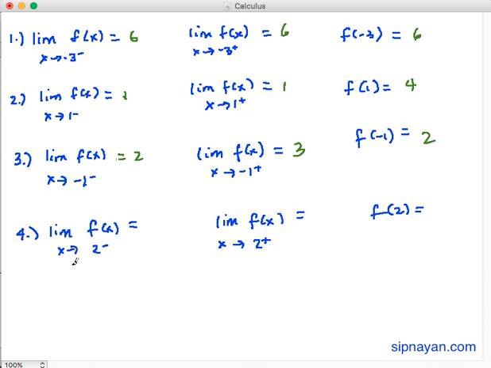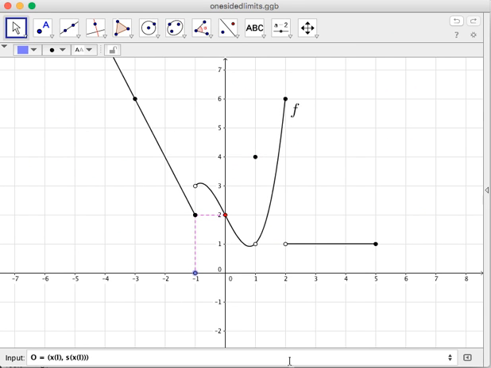Now, what about the limit of f of x as x approaches 2 from the left? From the left, papuntang 2. Ito yung 2, di ba? Saan siya papunta? I think it's obvious na papunta siya ng 6. Again, pag limit, hindi kasama yung 2. So, values that are very close to 2.